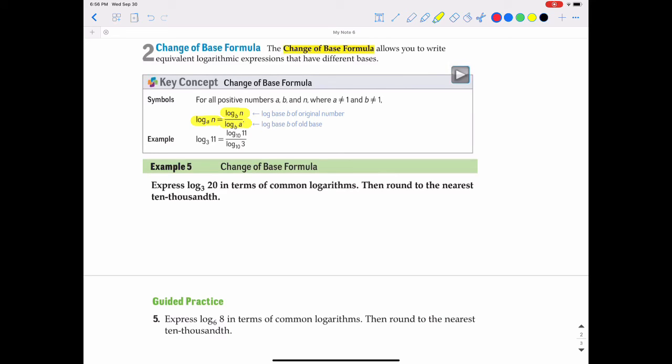So for example, the log base 3 of 11 can be found by taking the log of 11 divided by the log of 3. Notice they're also using base 10s because everybody's calculator should have at least base 10. So to figure out the log base 3 of 20, you would take just the log of 20 divided by the log of 3 and do like we did just above. So the log of 20 is about 1.3010, divided by the log of 3. Log of 3 is about 0.4771, and when you divide that out, you get approximately 2.7268. There we go.